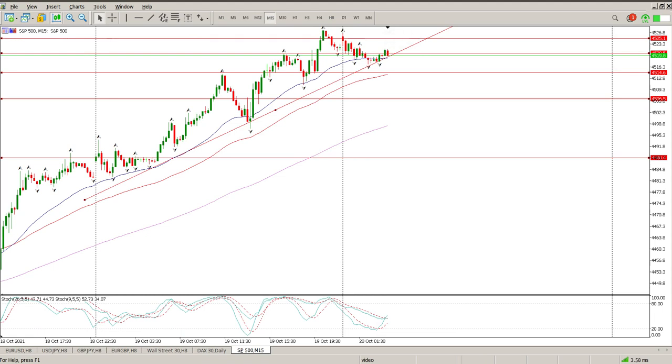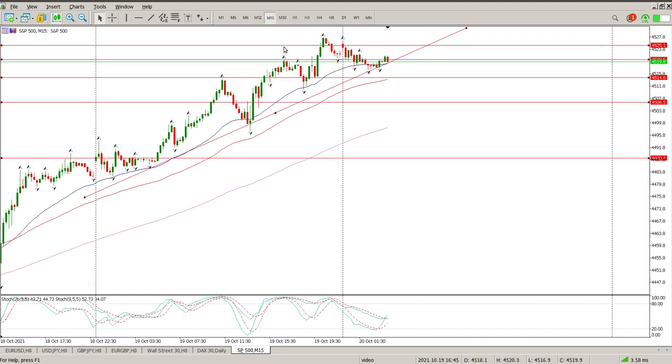So first things first, you can see we tagged this level and basically rejected it. So 45.25, that is the first area that we would need to clear, and find support there. Next area is right here, and I'm not going to adjust anything. That level is also quite valid. That's where we are now. That's 45.20. So this is a fairly interesting area to buy off.